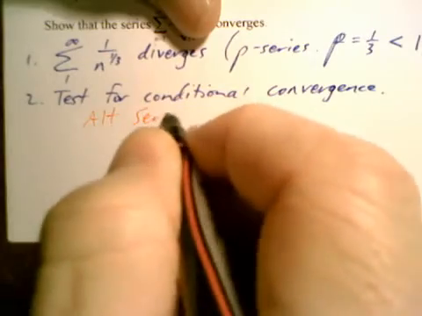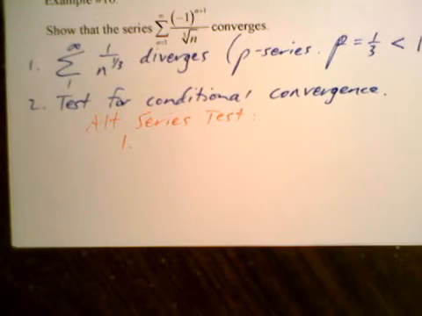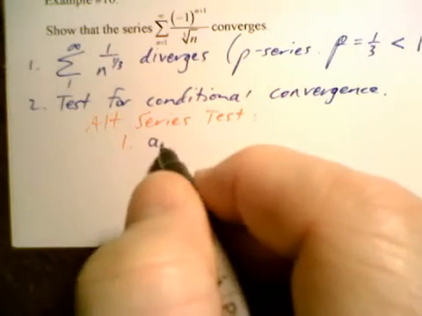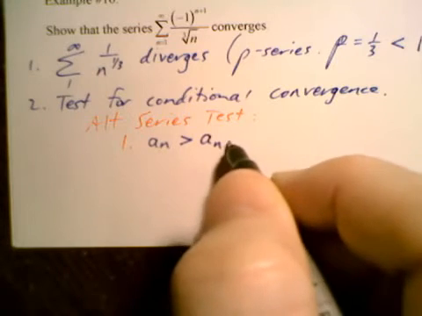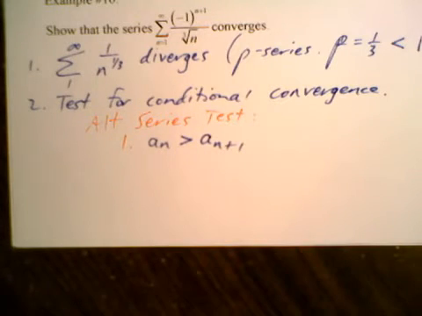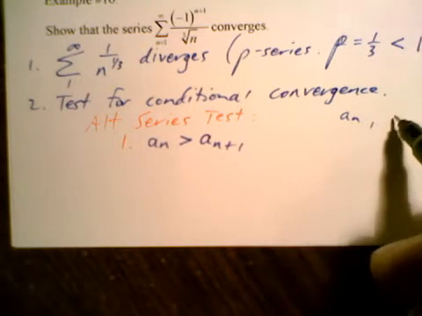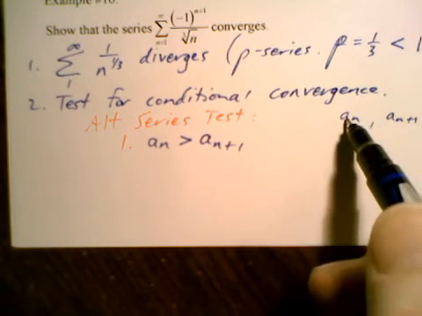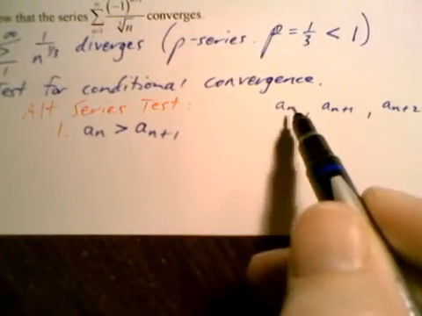So we test for conditional convergence. The alternating series test. So condition number 1: a sub n is greater than a sub n plus 1. Is that true? And keep in mind that a sub n, then a sub n plus 1, then a sub n plus 2, and so forth. So in other words, this term a sub n is the term just before the a sub n plus 1. Okay? So they go in order.